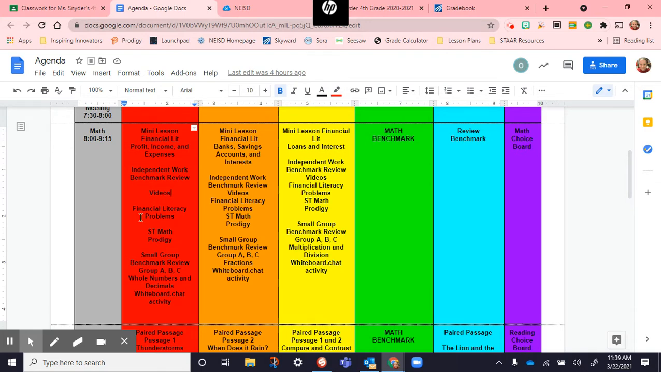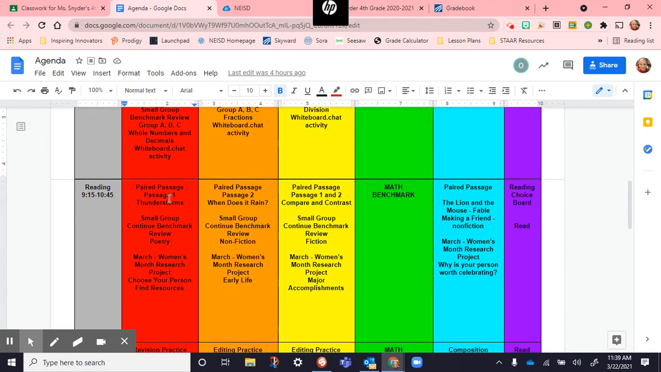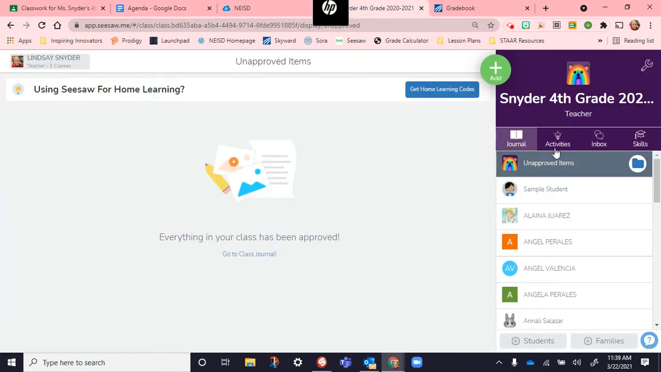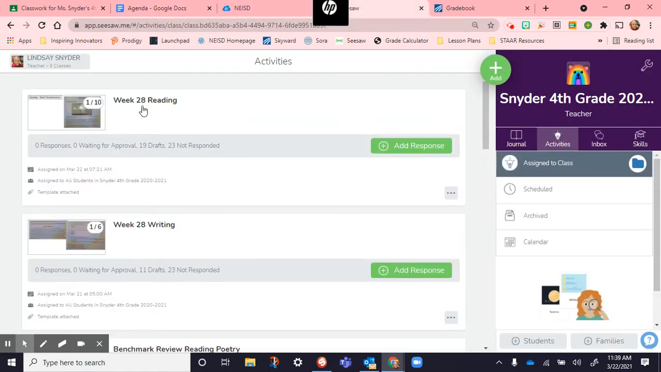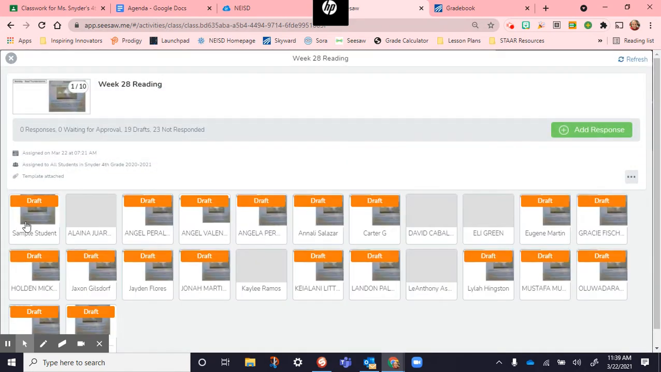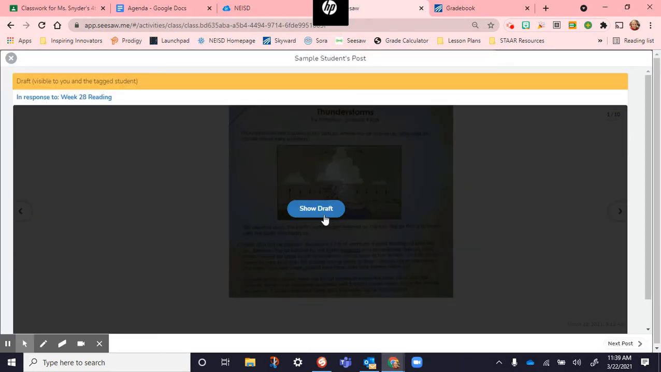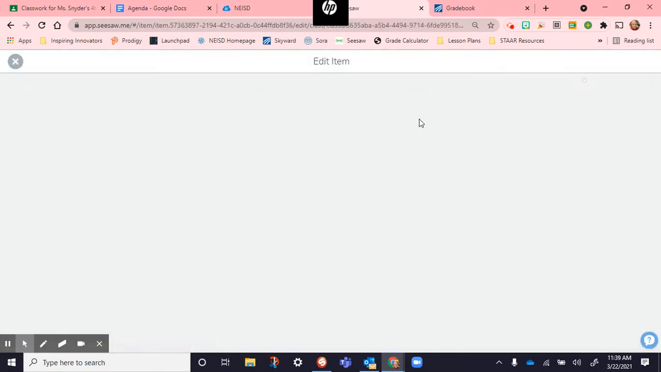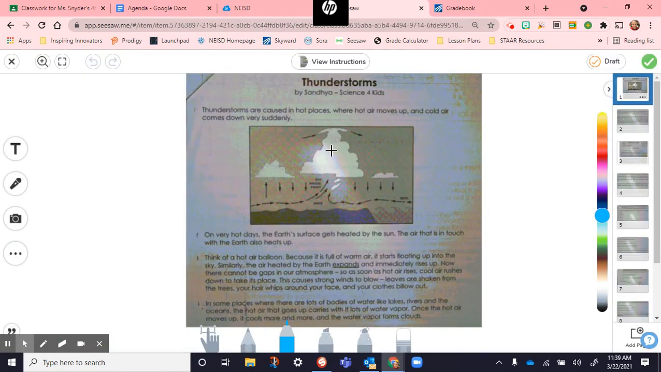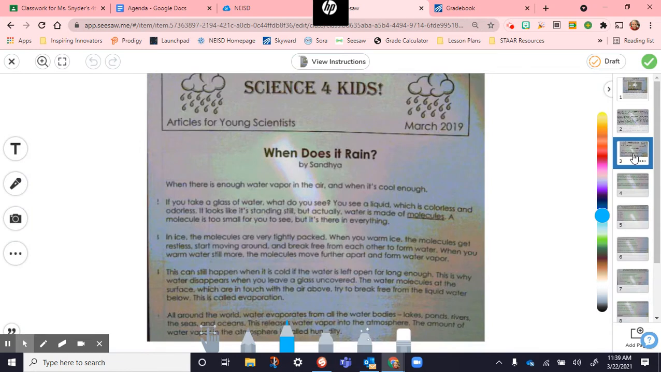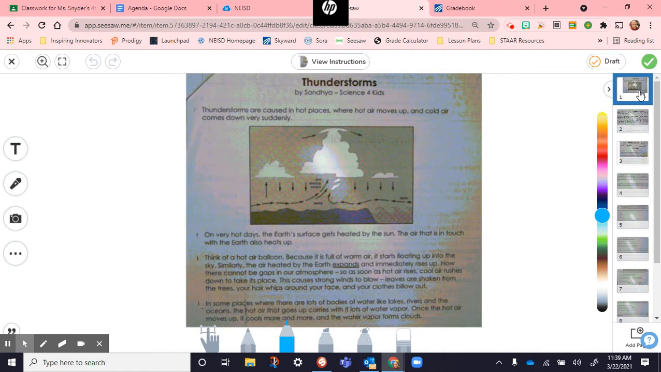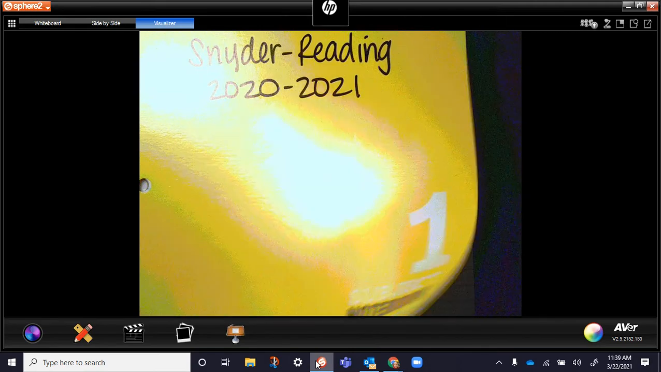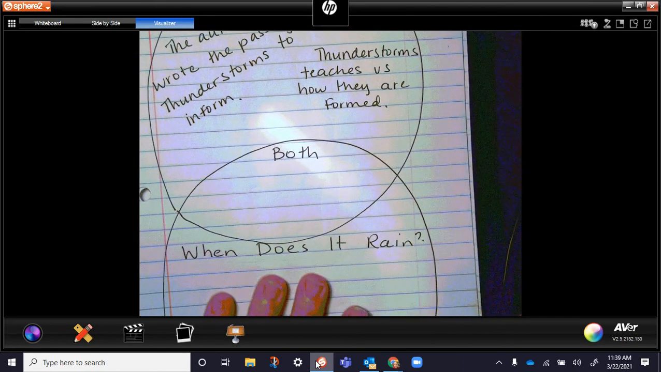Then today in reading, we looked at the paired passage on thunderstorms. So if you go to activities, go to your week 28 reading, click on that, and open that up. And we read this passage, so we read page 1 and page 2, and then page 3 starts on a different passage, so we stopped there, and we got out our reading notebook, and we made a Venn diagram.